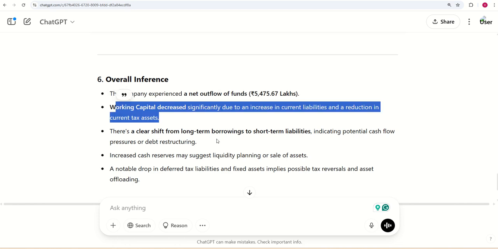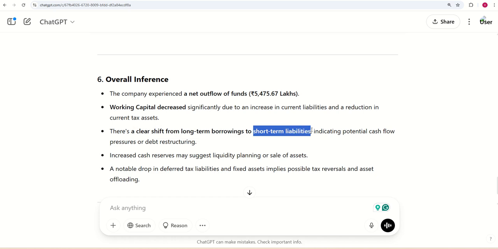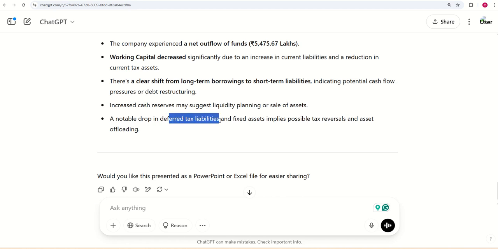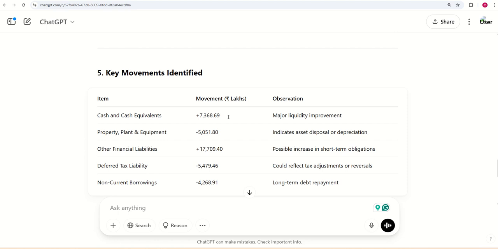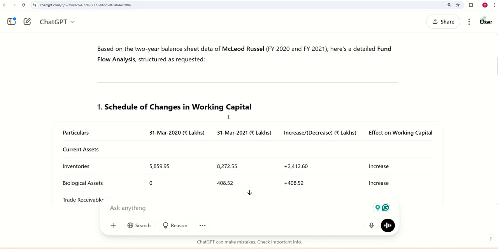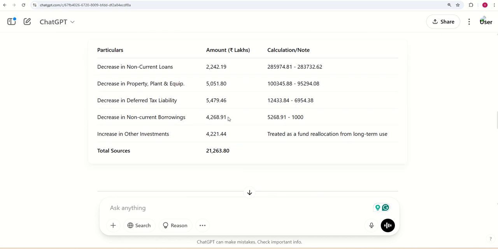Working capital decreased. There's a clear shift from long-term borrowings to short-term liabilities. So it has settled long-term borrowings, but replaced them with short-term borrowings. A notable drop in deferred tax liability. So like this, you will get very detailed insights between two years of balance sheets as to what the company has done, and what the company is planning to do in future. If it is retiring debt, it is making the balance sheet debt free. If it is investing more in fixed assets, it's planning for future growth. Those are the insights which you get.